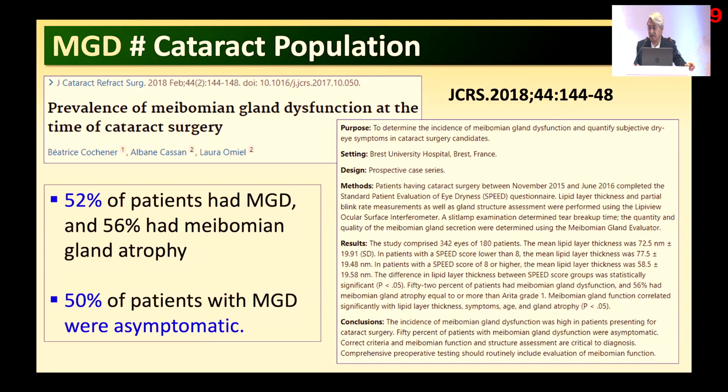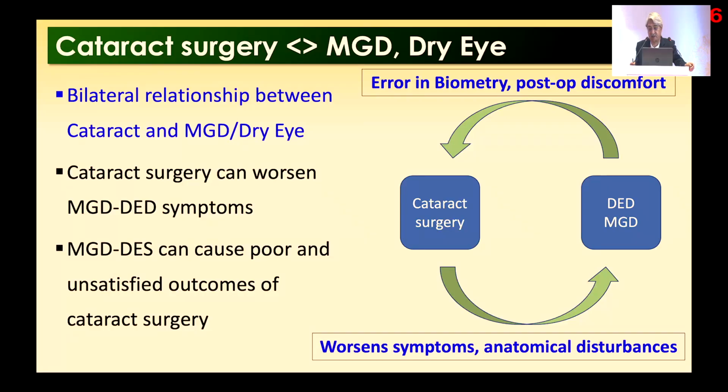So MGD in the cataract population, we know that this is a problem. 52% of patients had MGD and 56% had meibomian gland atrophy. But on the contrary, 50% of the patients with MGD were asymptomatic. This study was in JCRS. And there is a correlation between cataract surgery and dry eye and MGD: error in biometry, post-op discomfort, worsening of symptoms and anatomical disturbances. So they go in a vicious cycle.